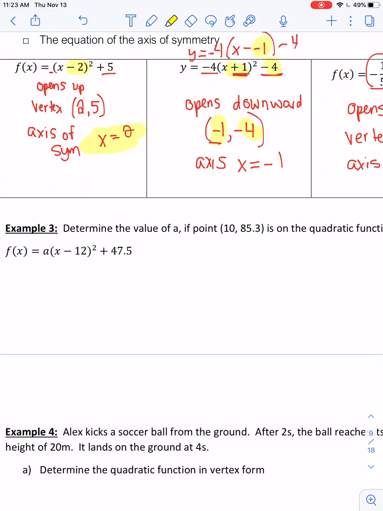All right, let's try example 3. Notice how it says determine the value of a. They give us an ordered pair. Whenever you're given an ordered pair, you can substitute it into an equation to find a missing value. In this case, that missing value is a. So I want to find the value of a, so I'm going to replace y with 85.3.